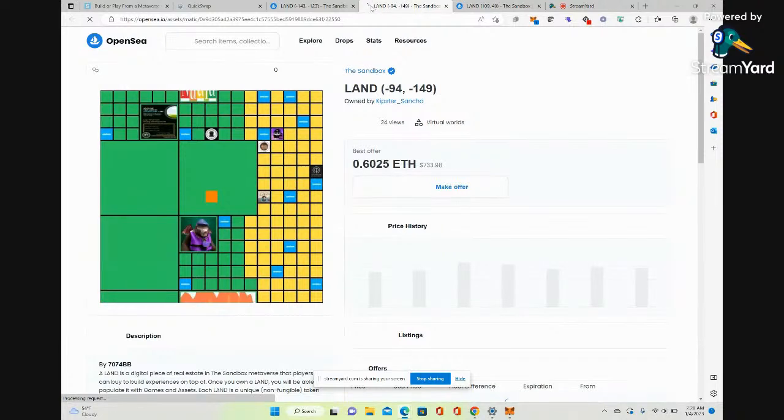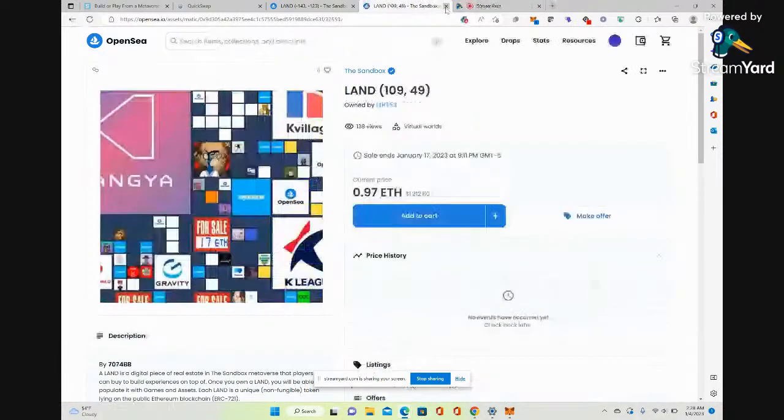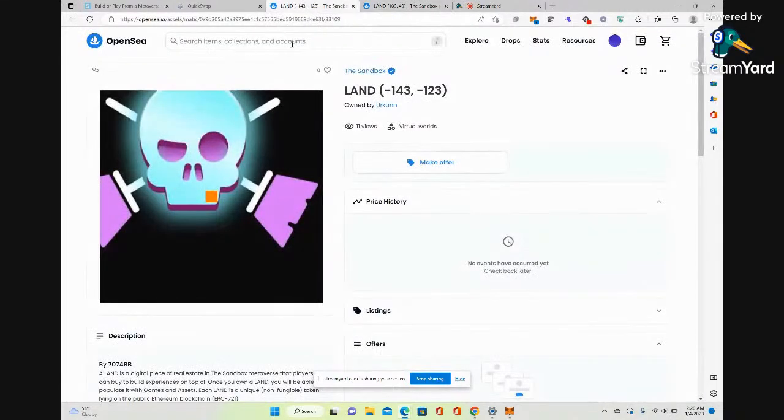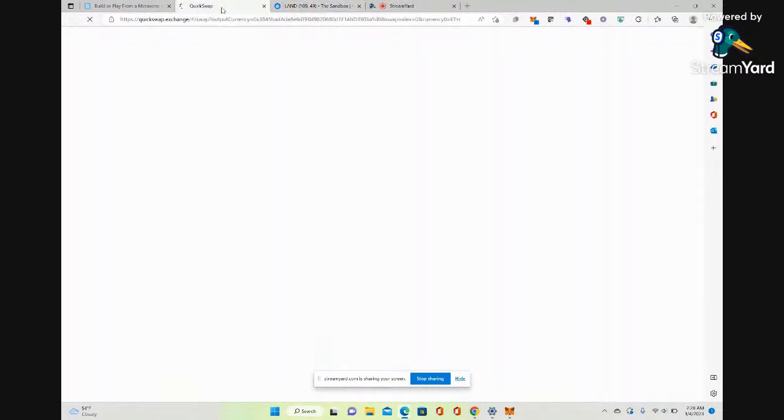This is explaining the land. Let me exit out of all of this. I don't want it to be so slow. More land, more land, more land, more land. And this is where you can swap. Let me make sure on my end I can see what's going on.